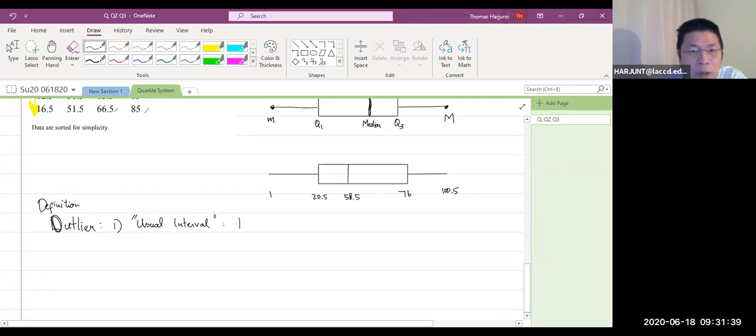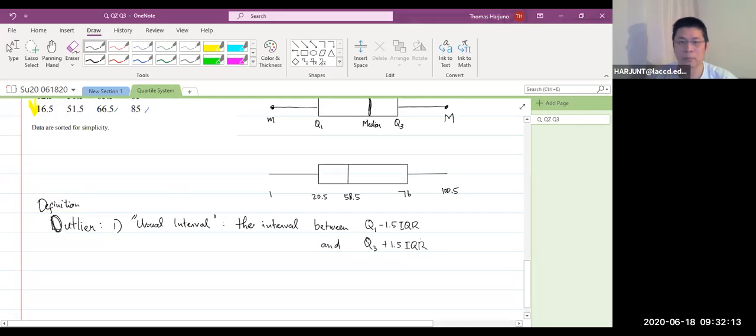is the interval between the first quartile minus 1.5 interquartile range and the third quartile plus 1.5 interquartile range. Now, interquartile range itself means the third quartile minus the first quartile. That's what it means.